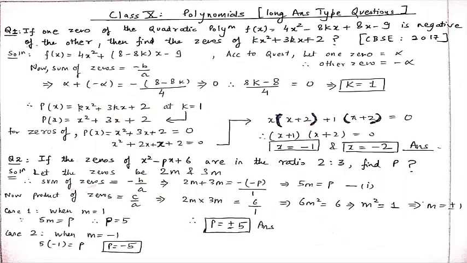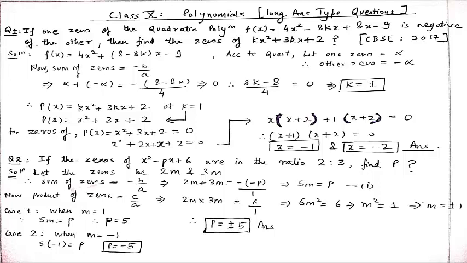And now students, come to long answer type questions which were asked in previous year board examinations. So our first question is: if one zero of the quadratic polynomial f(x) equal to 4x square minus 8kx minus 9 is the negative of the other, then find the zeros of kx square plus 3kx plus 2. As per the question, f(x) equal to 4x square plus (8 minus 8k) x minus 9. Since one zero is the negative of the other, let's say I have taken one zero as alpha, so the other zero will be minus alpha. Now the sum of zeros in a quadratic polynomial is minus the coefficient of x upon the coefficient of x square, which is equal to minus b upon a. So alpha plus minus alpha equal to minus of (8 minus 8k) upon 4, which is equal to 0. So from here we get k equal to 1.